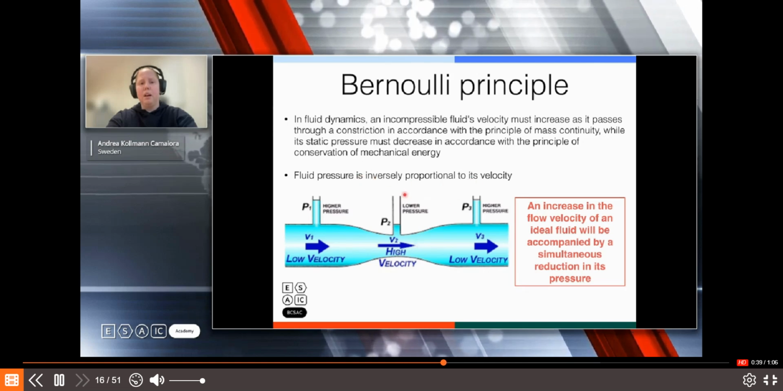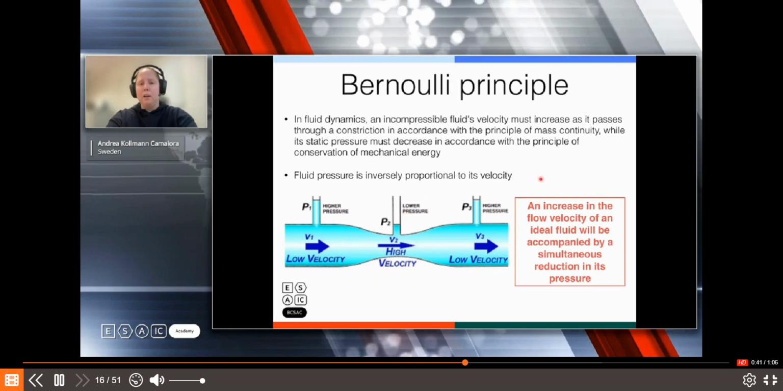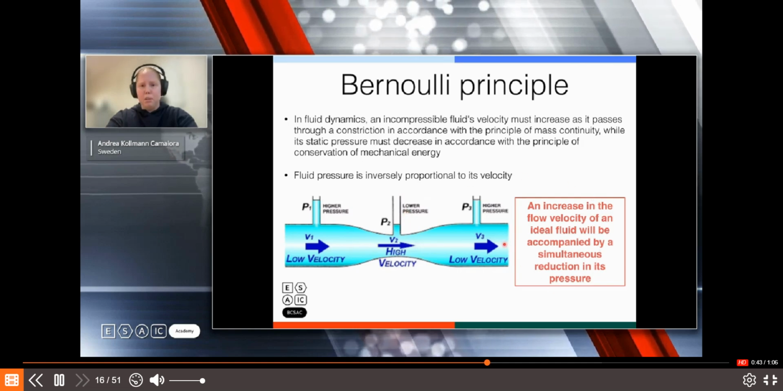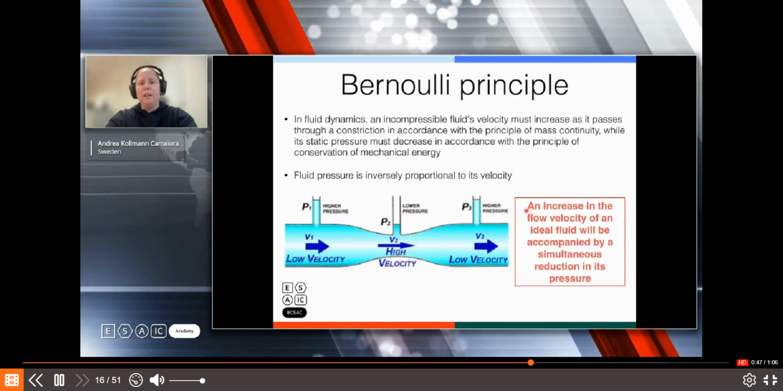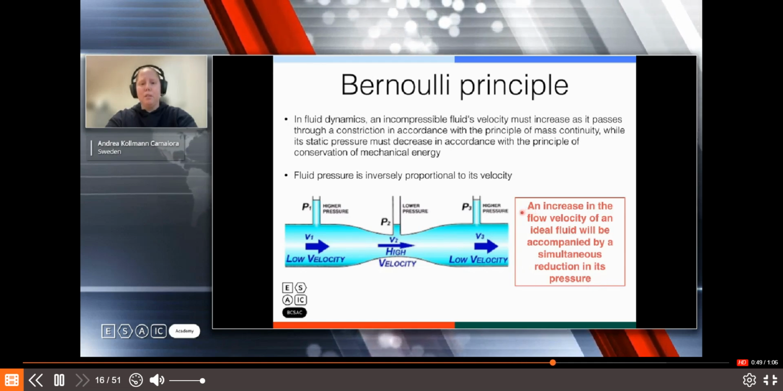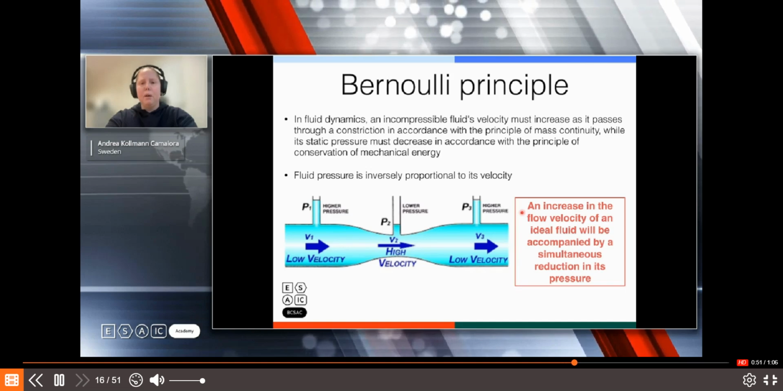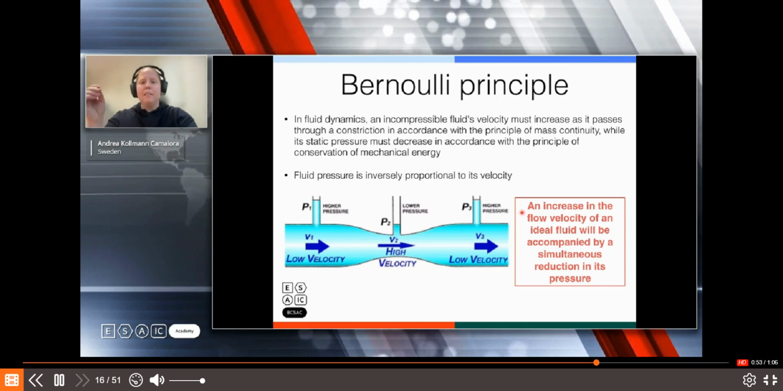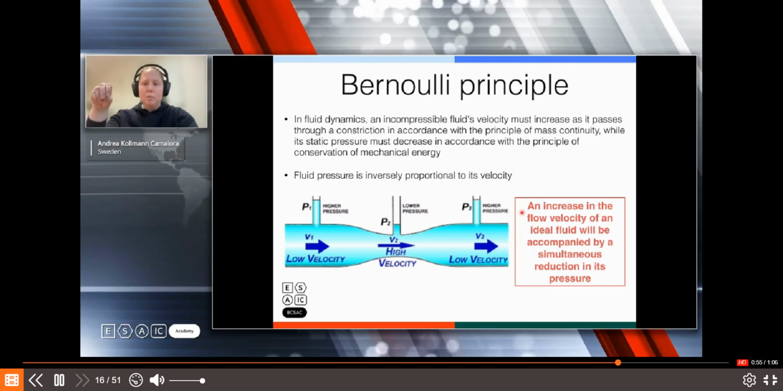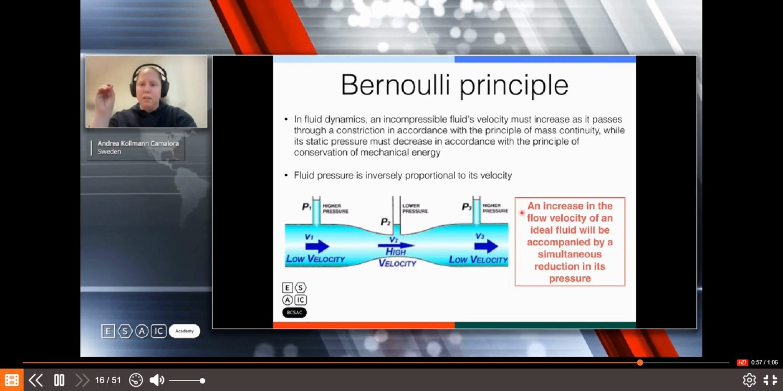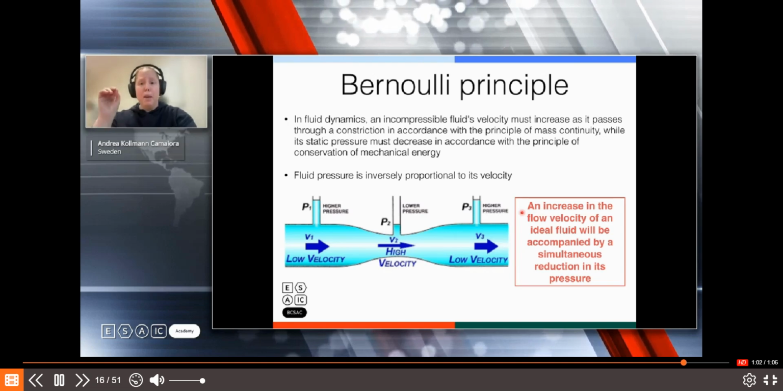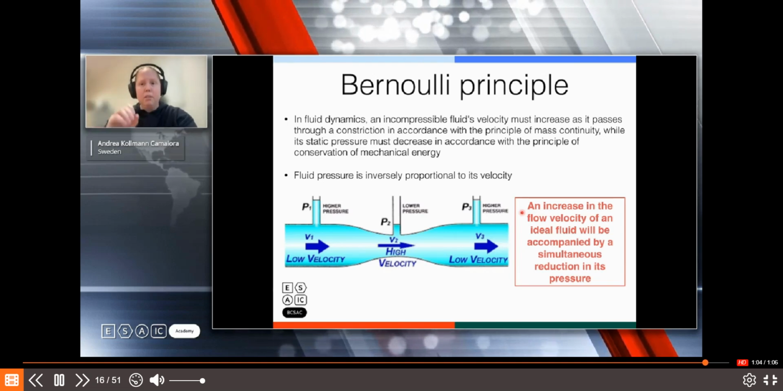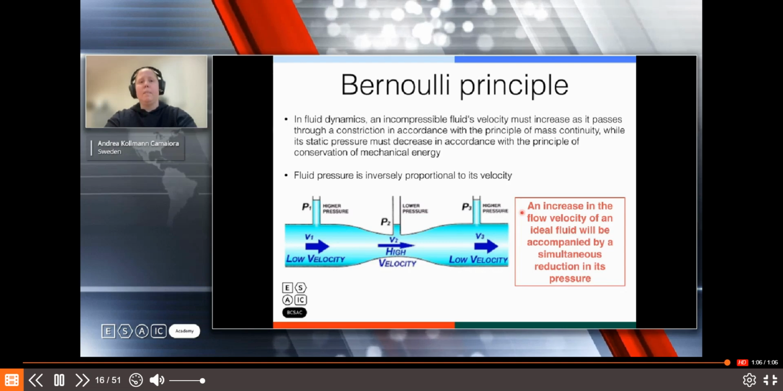Fluid pressure is inversely proportional to its velocity. Higher velocity, lower pressure. Everybody, I want you to read what's here in this red box. It states that an increase in the flow velocity of an ideal fluid will be accompanied by a simultaneous reduction in its pressure. This is the perfect description of the Bernoulli principle. And this has come in the exam many, many times. That's why I've put it in red so that you can all memorize it.